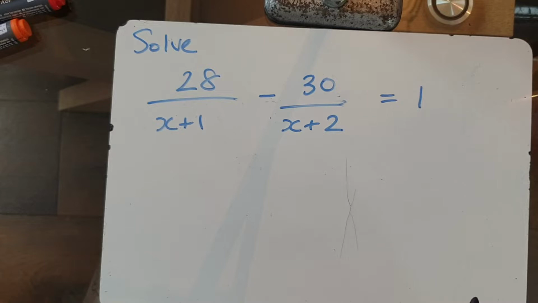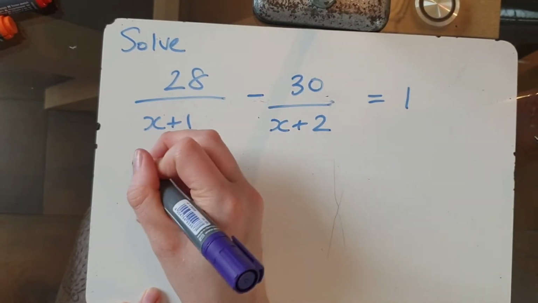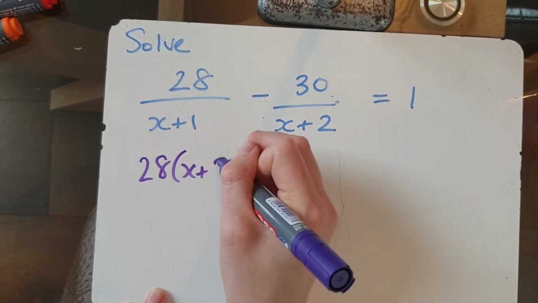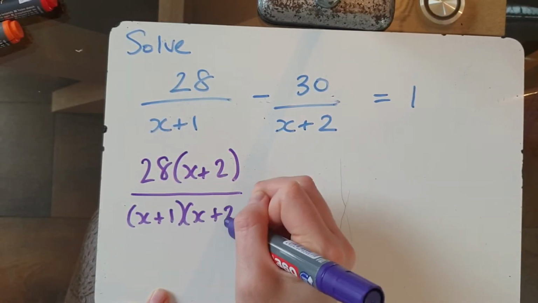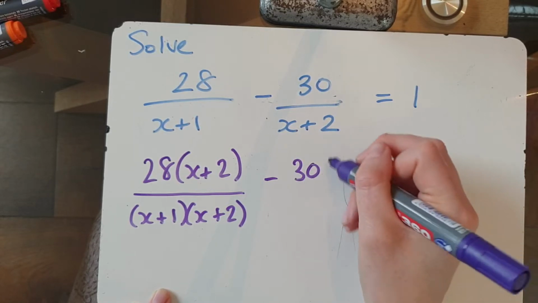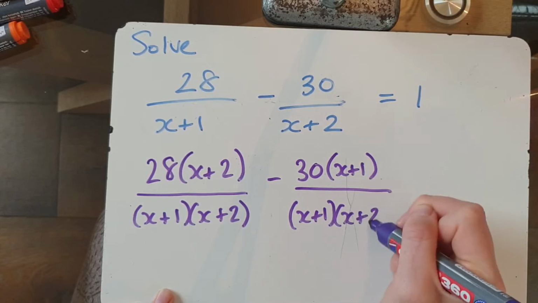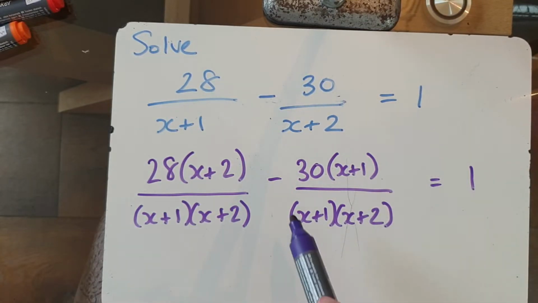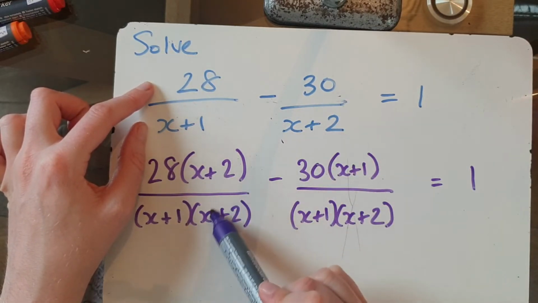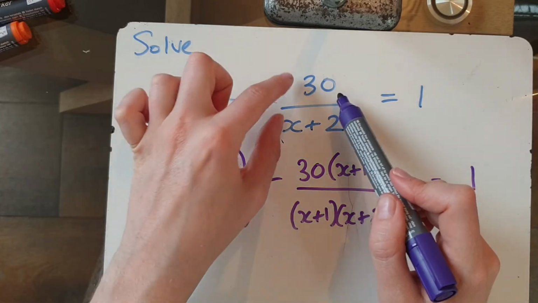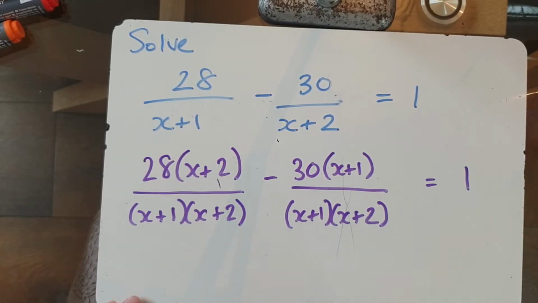The first thing I'm going to do is put these over a common denominator. So I'm going to have 28 times (x + 2) over (x + 1)(x + 2), minus 30 times (x + 1) over (x + 1)(x + 2). They're still equal to 1. What I've done is, this fraction I need to multiply by (x + 2), so I've done that here. And this fraction I need to multiply by (x + 1), so I've done that here. And now they're over a common denominator.